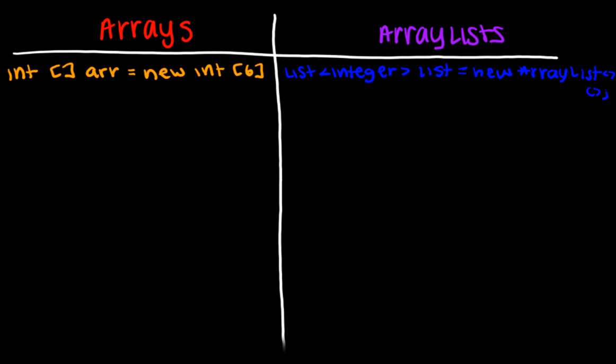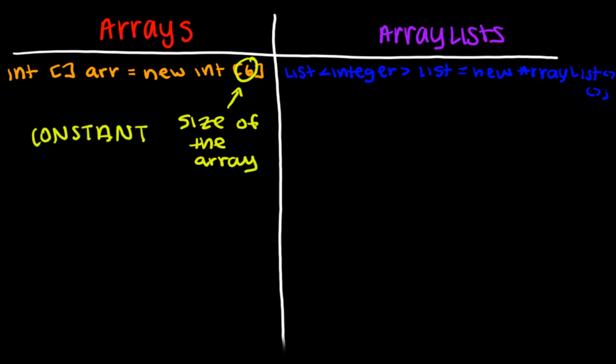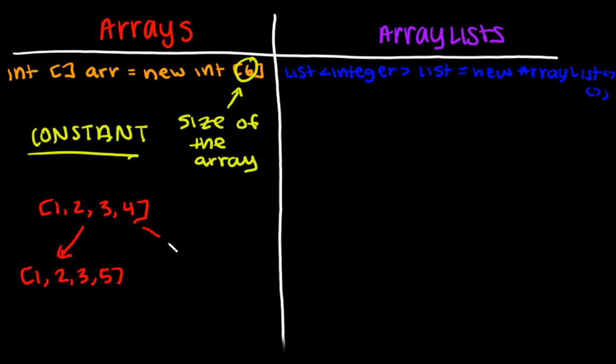So you notice something very key here, that right here you declare the size of the array, because in arrays, it stays constant. So if I had an array such as 1, 2, 3, 4, I can change it to 1, 2, 3, 5, but I cannot change it to 1, 2, 3. I cannot add or delete elements from the array.